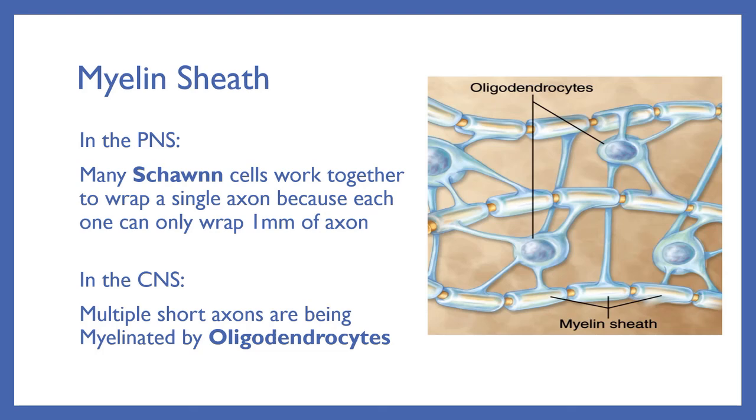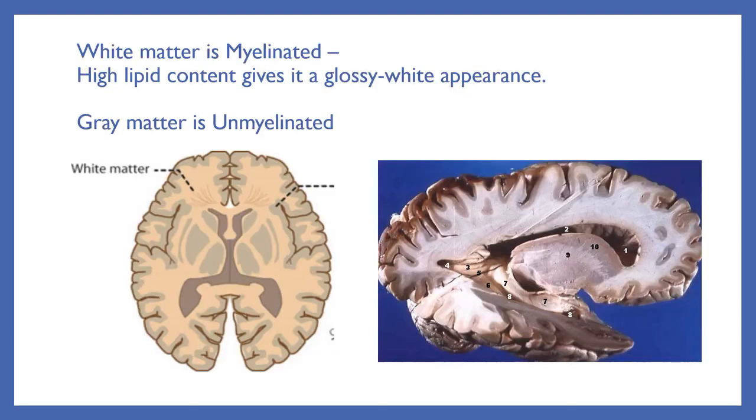In the peripheral nervous system, many Schwann cells have to work together to wrap a single axon because each one can only wrap 1 millimeter of the axon. If we're talking about that meter-long axon, you can see it would take many Schwann cells, maybe over 100, to wrap one axon. In the central nervous system, it's easier. They're not having to travel those long distances, so we see these oligodendrocytes that are able to wrap part of their membrane around multiple axons at once.